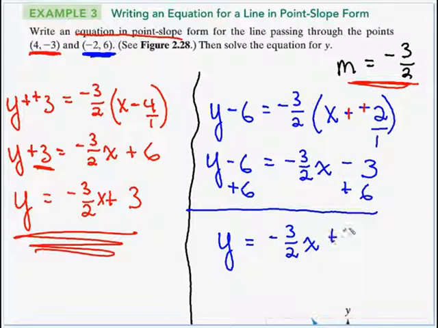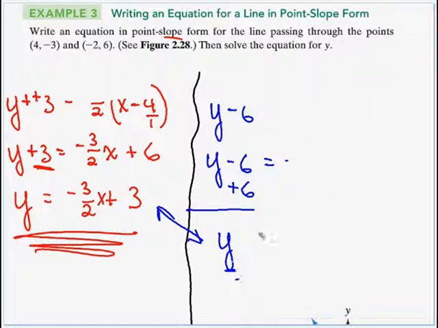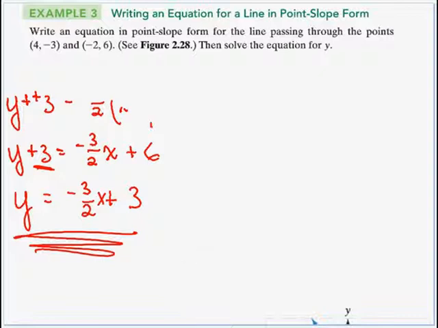Negative 3 plus 6 is positive 3. And yes, they are exactly the same. Doesn't matter which point you use. You know, I usually look for one that might have a 0 in it or very low numbers like 1s and 2s. Much easier to do the arithmetic involved with a problem like that.